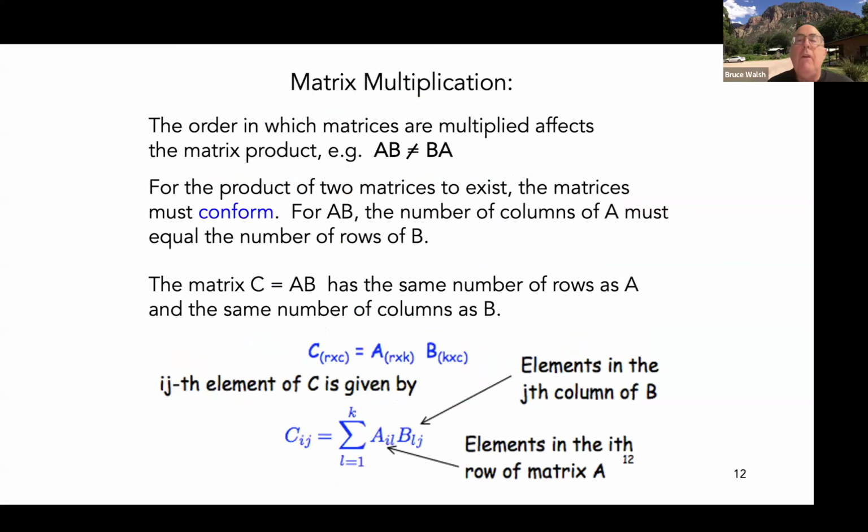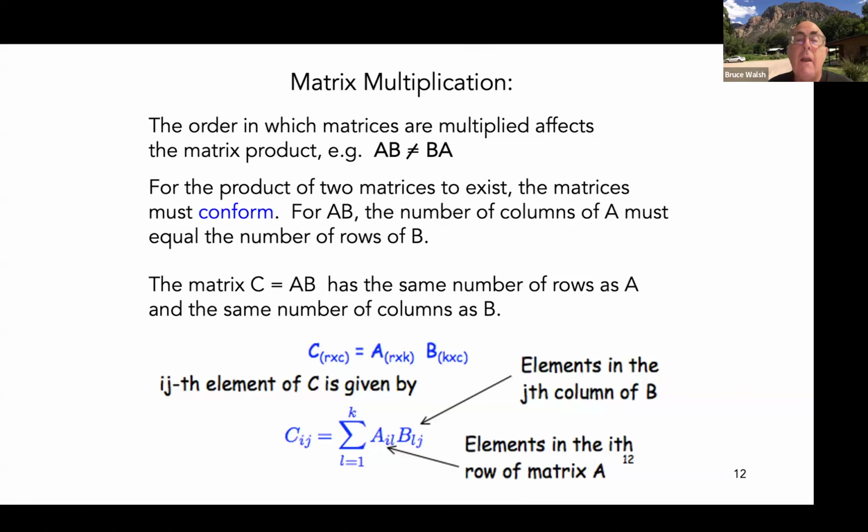So with that motivation, now let's talk about what it means to multiply two matrices. So key feature number one, the order in which matrices are multiplied matters. It could be that A and B are such that you can multiply them, but B and A, when I switch the order, are such that you can't multiply them. So order matters. And it's not what you think.